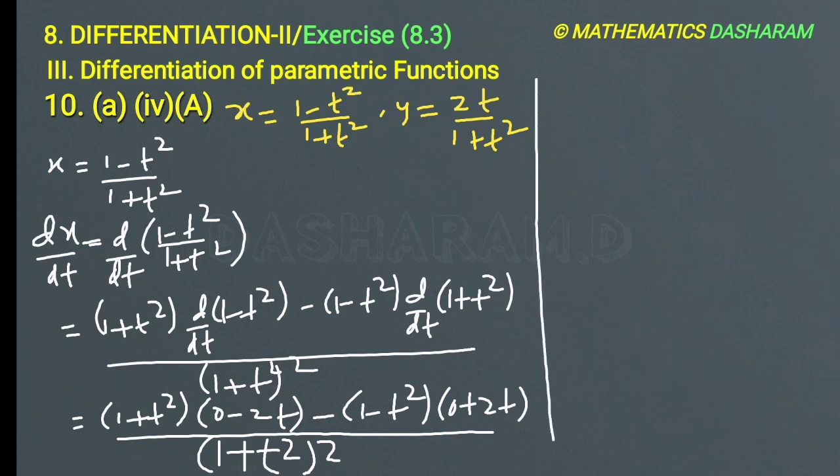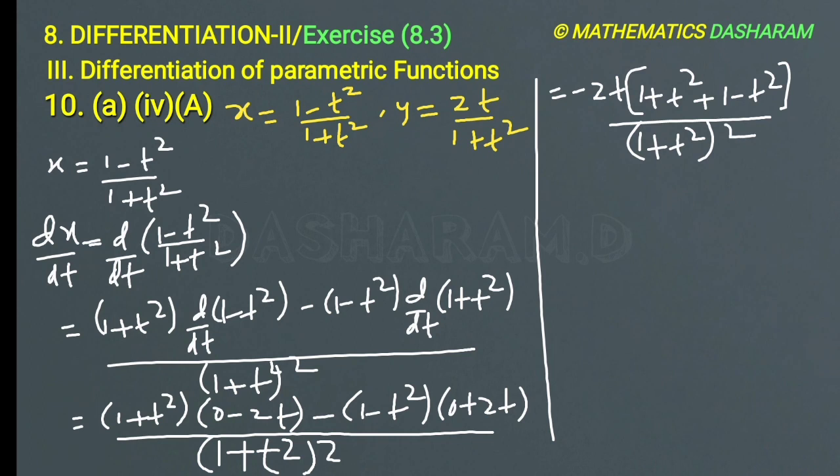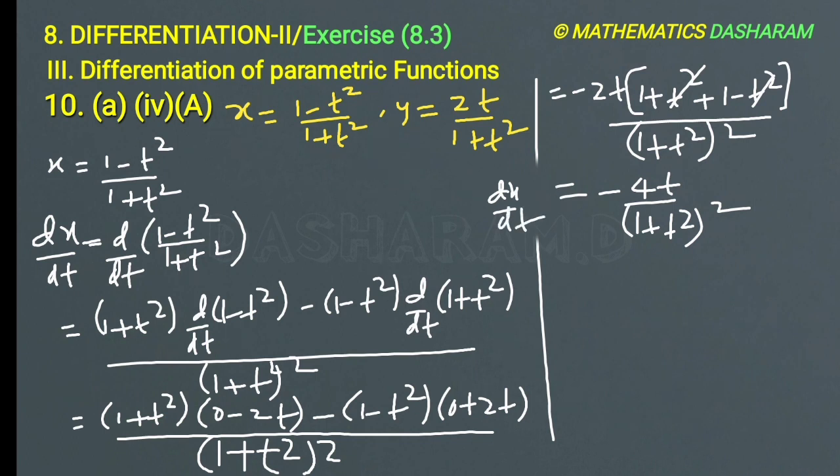So next, here we can take the minus 2t common. So then (1 plus t square plus 1 minus t square) divided by (1 plus t square) whole square, plus t square minus t square cancel. Here 1 plus 1 is 2, 2 into minus 2t, minus 4t divided by (1 plus t square) whole square. So this is dx by dt.